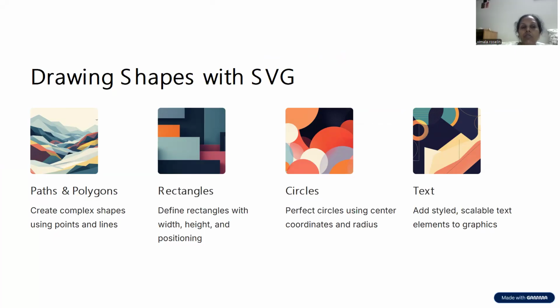For drawing shapes with SVG, we can use paths, polygons, rectangles, circles and text. Complex shapes can also be created using points and lines like this, so you can use SVG files for that.